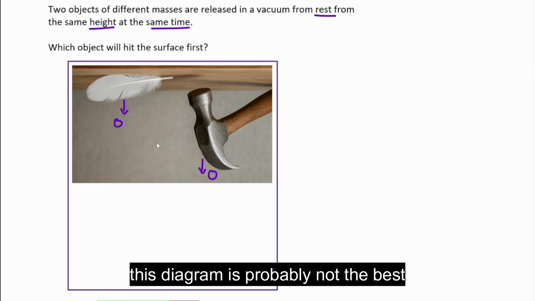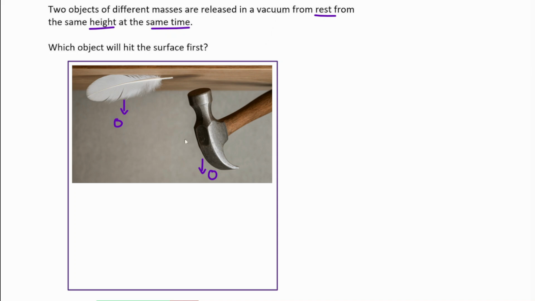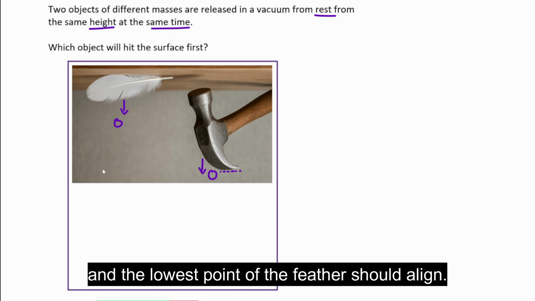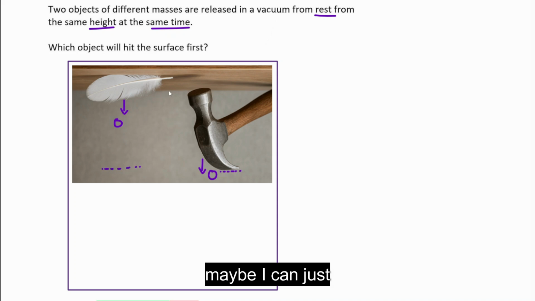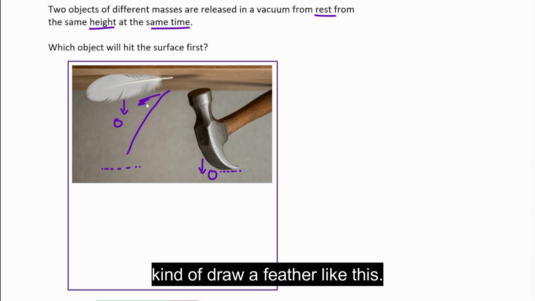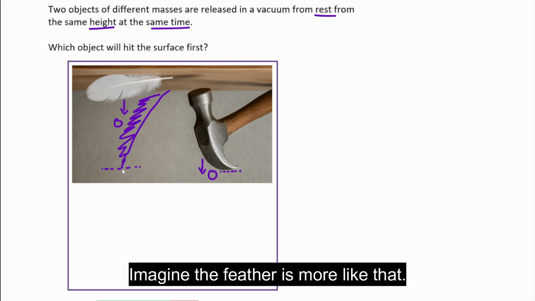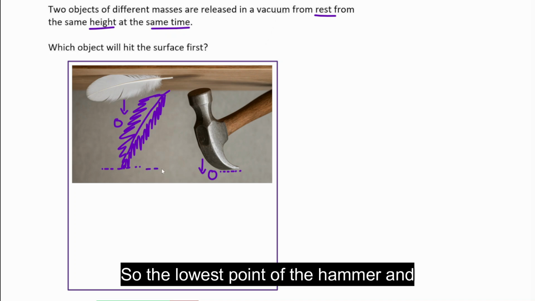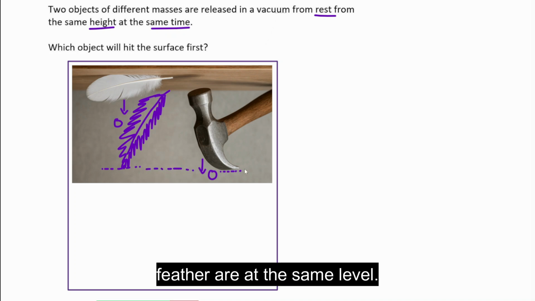Now, this diagram is probably not the best diagram that I can use, because ideally the lowest point of the hammer and the lowest point of the feather should align. So maybe I can just draw a feather like this. Imagine the feather is more like that. Yeah, that would be better. That will be more realistic. So the lowest point of the hammer and feather are at the same level.